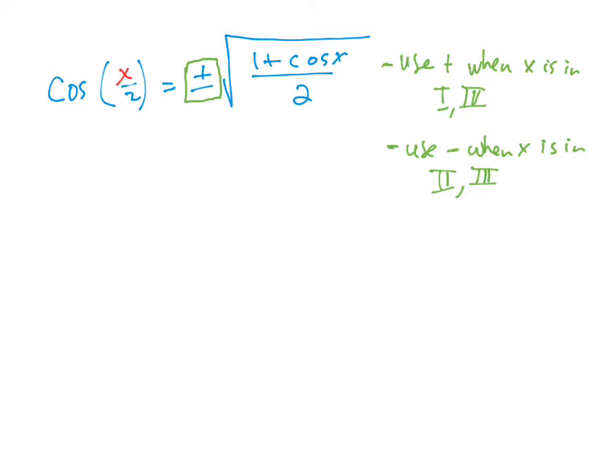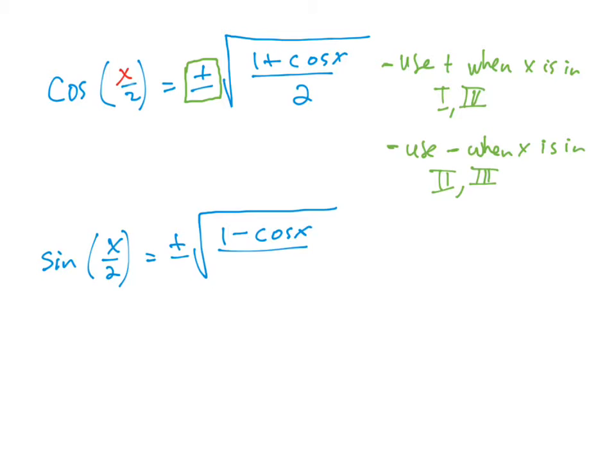Now, the other half-angle identities can be derived in much the same way. I'm not going to do that here. You can check that out in the book if you would like. But let's see what those half-angle identities look like. So half-angle for sine is going to equal positive or negative square root. The only difference is going to be this is 1 minus cosine x over 2. And a similar idea with the plus or minus.